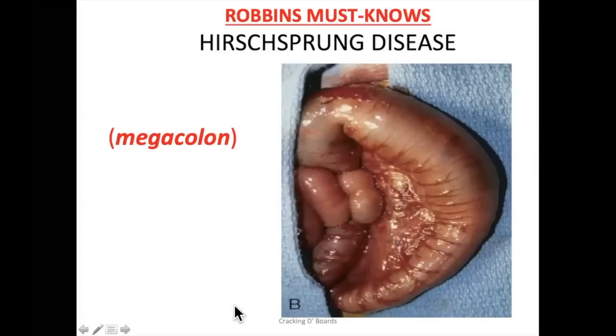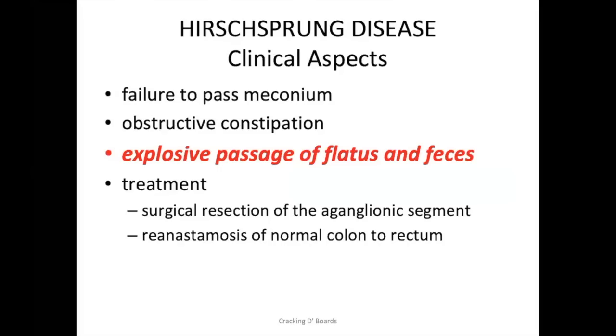So this is how the megacolon looks like. That's the proximal segment. And the clinical aspects: failure to pass meconium within the first 24 to 48 hours of life. There's obstructive constipation and explosive passage of flatus and feces.